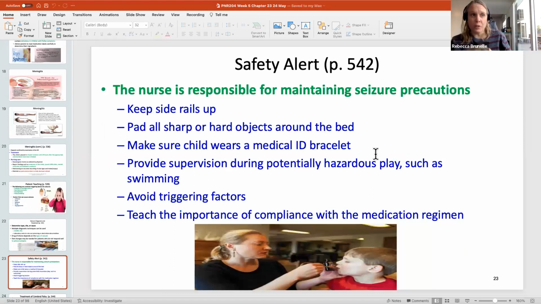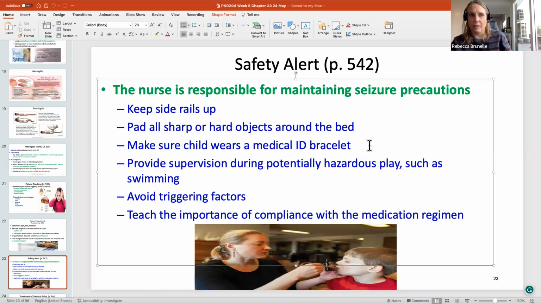So there's a couple things, and this is going to be similar to information that you've had in other classes. There are certain things that you make sure you're doing when you're taking care of a patient that has epilepsy or a seizure problem. You're always going to make sure the side rails are up and nothing hard is around the bed. Heaven forbid they had a seizure and they hit their head. Medical ID bracelet, this is both in the hospital and outside of the hospital. You need to be able to identify that this child has a seizure disorder. And then educating parents that they might need extra supervision, including making sure that they're not unsupervised around water. If there's a known trigger, make sure the parents know to try to avoid those triggers.